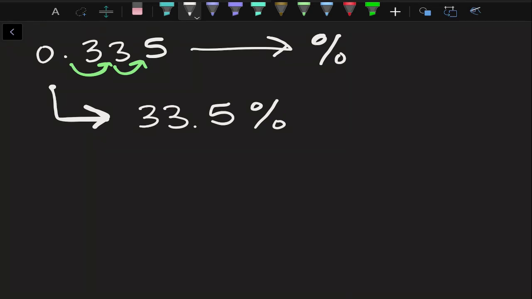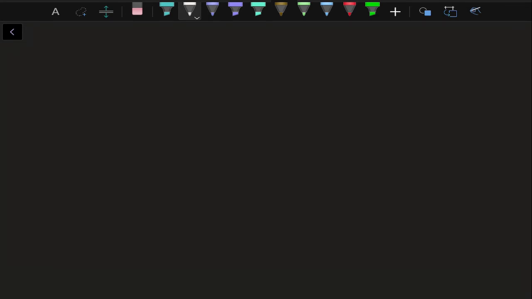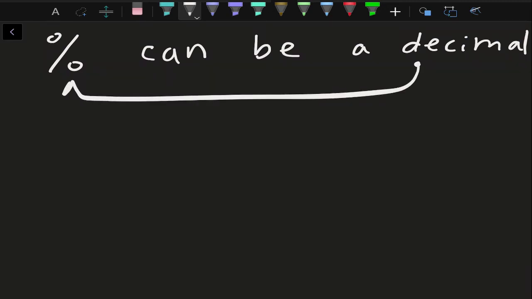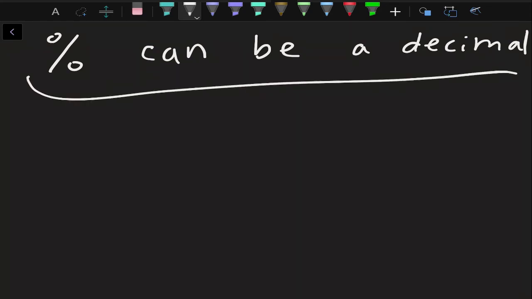Okay, so now we're going to talk about how we would express a percentage as a decimal number. So I guess the first thing to talk about here is a percent can be expressed as a decimal, just like as we saw above, a decimal could be turned into a percent. Okay, so what do we do here?